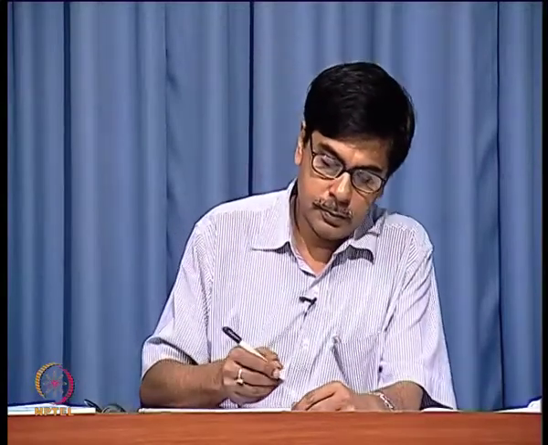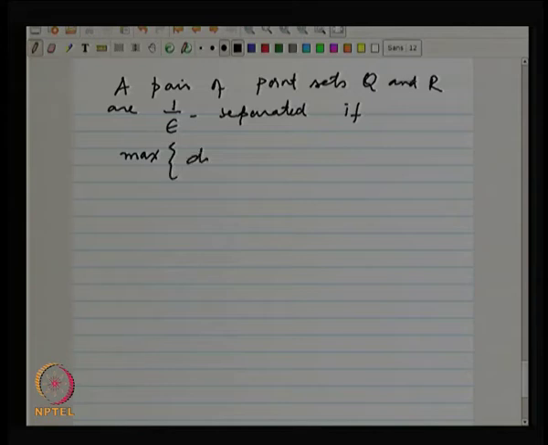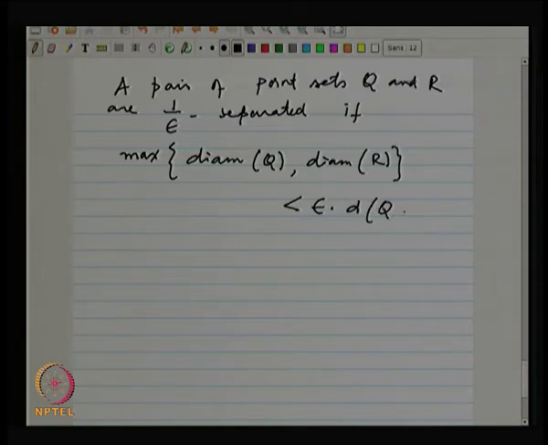I say a pair of point sets Q and R are 1 by epsilon separated if the maximum of the diameter of Q and the diameter of R is strictly less than epsilon times the distance between Q and R.